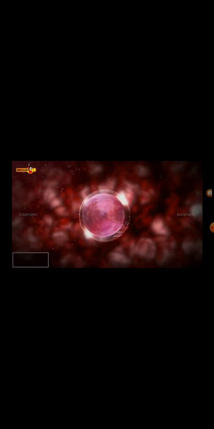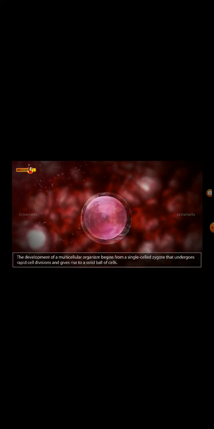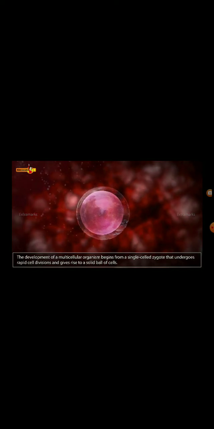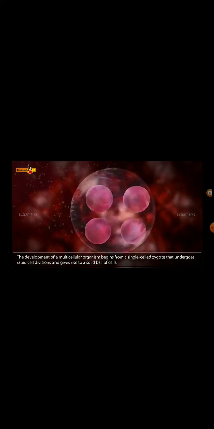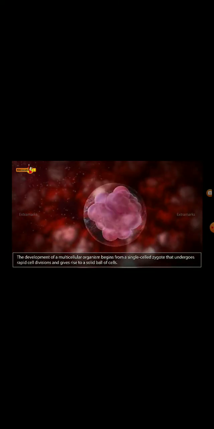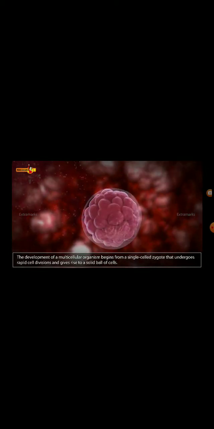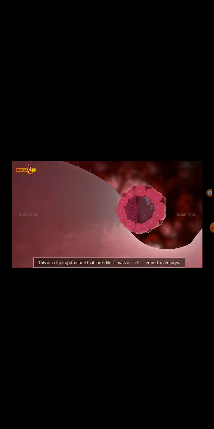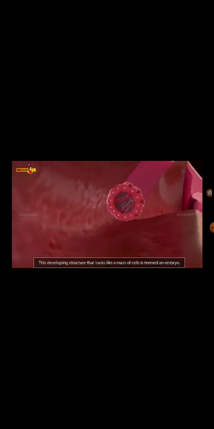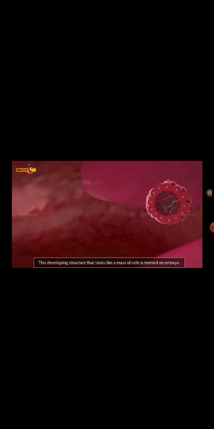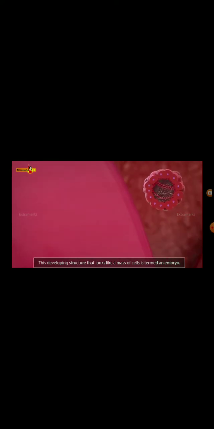Let us find out. The development of a multicellular organism begins from a single-celled zygote that undergoes rapid cell divisions and gives rise to a solid ball of cells. These cells arrange themselves in groups that differentiate into various tissues and organs of the body. This developing structure that looks like a mass of cells is termed an embryo.